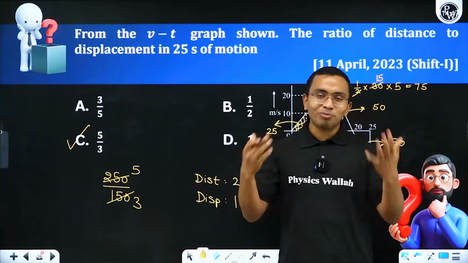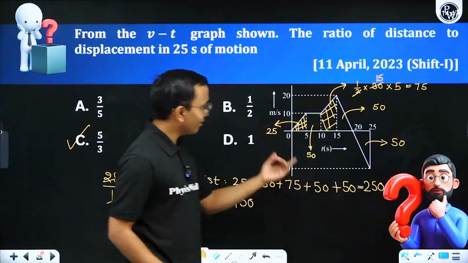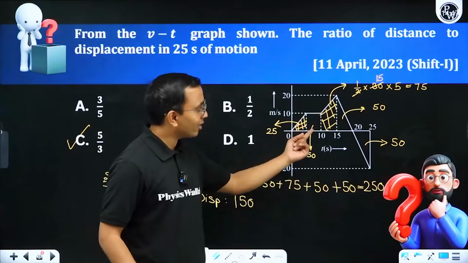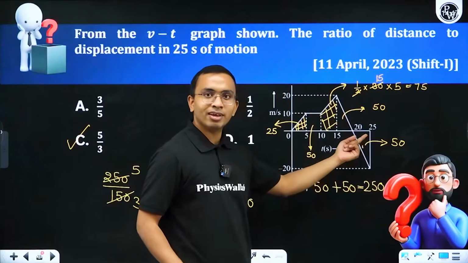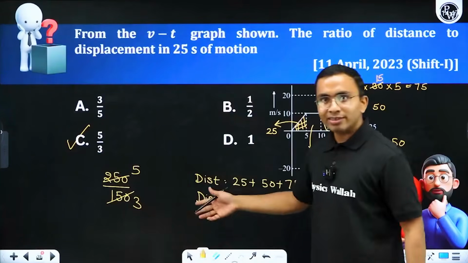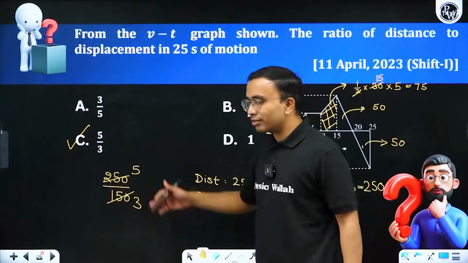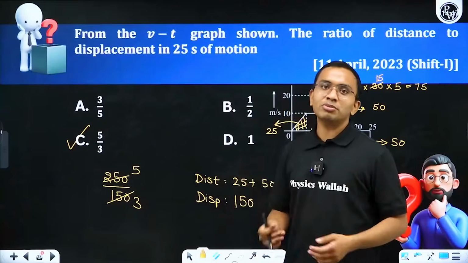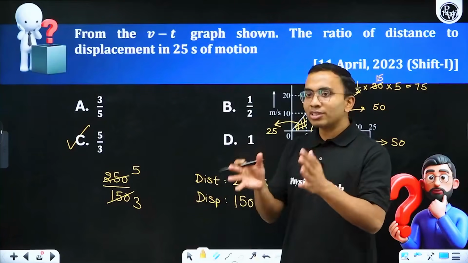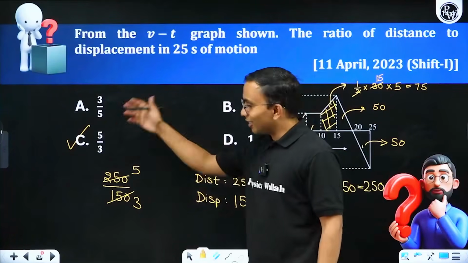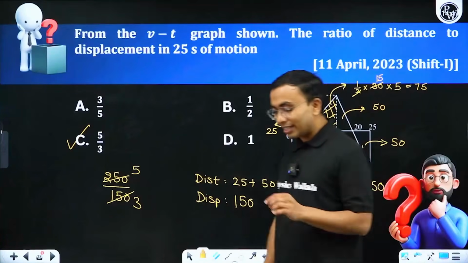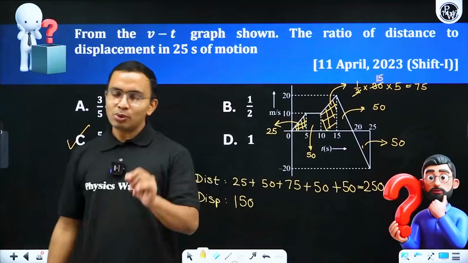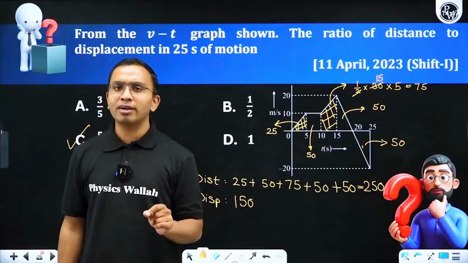And sometimes there are complicated calculations. We spend so much time writing the area of this, the area of this, the area of this, then the area of this, summing up, finding the distance, finding the displacement, taking the ratio. Why spend so much time? If the options say that only C is correct, why are you spending so much time? So therefore I say, while solving the questions, go to the options, be a bit smart.